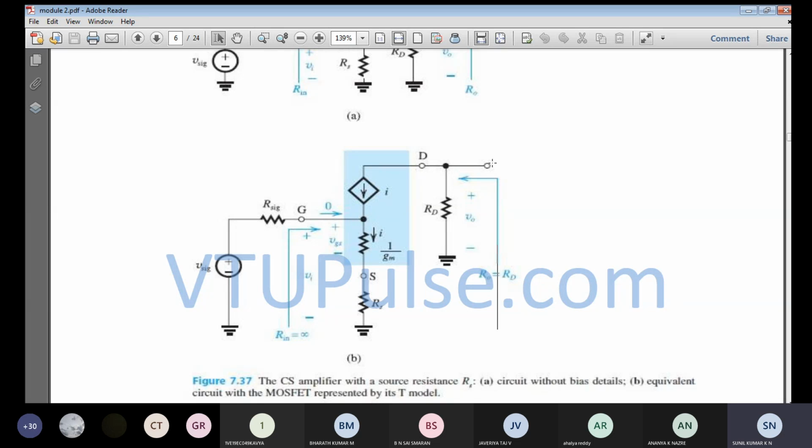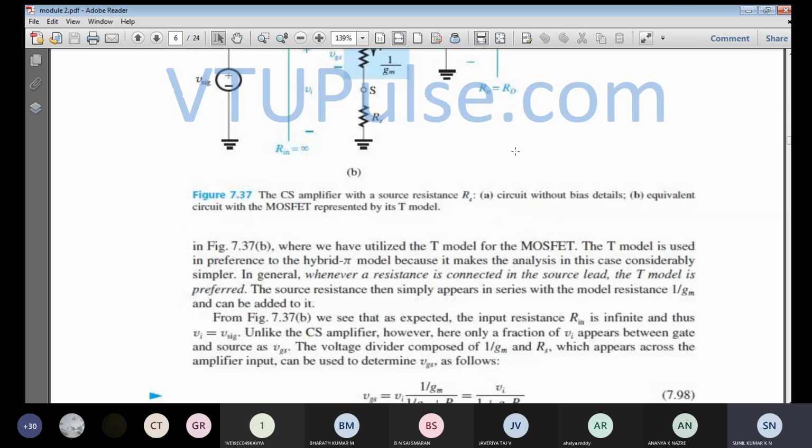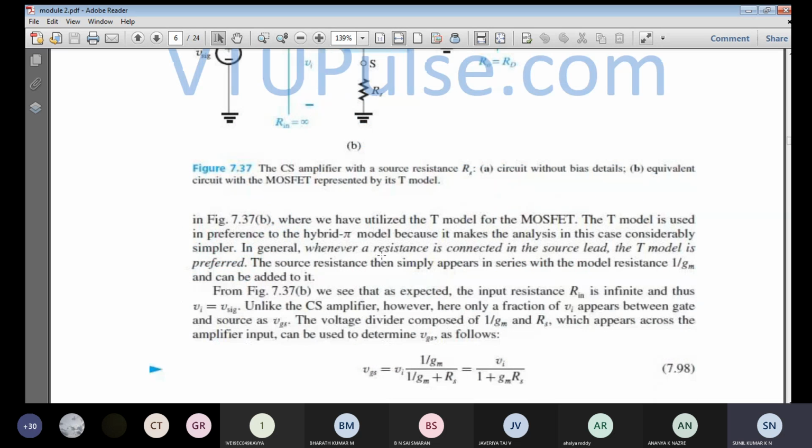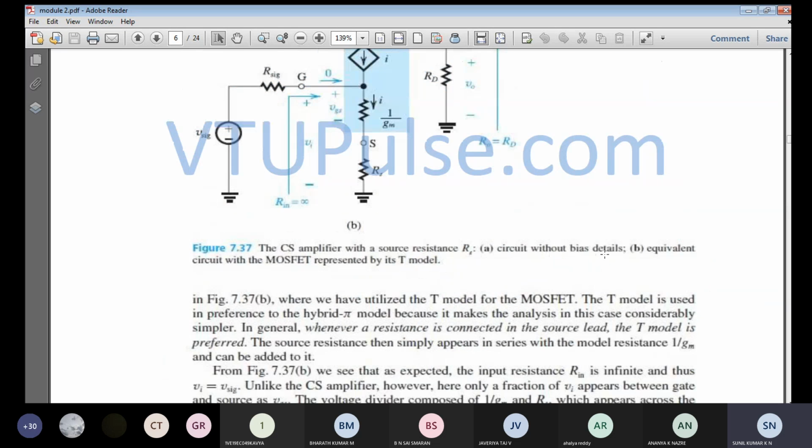Okay, so unloaded, whatever the output voltage to input voltage ratio you are going to find, that is nothing but the open circuit voltage gain. Are you following? So now we are going to analyze the common source amplifier with source resistance. So that is the circuit without bias details.